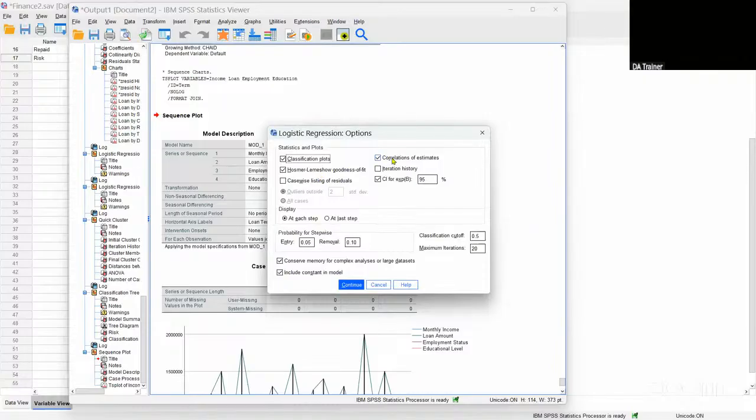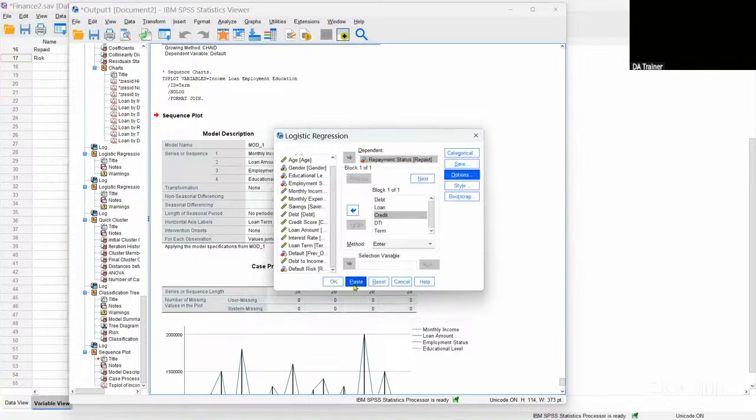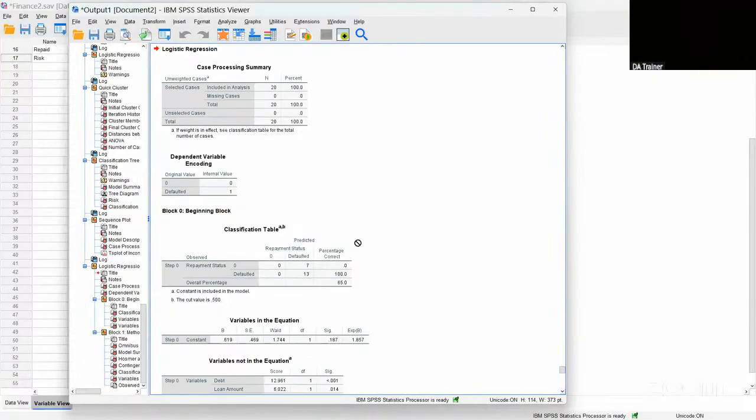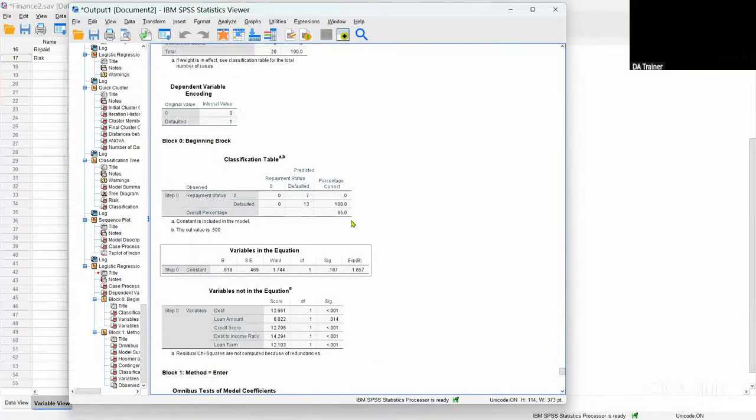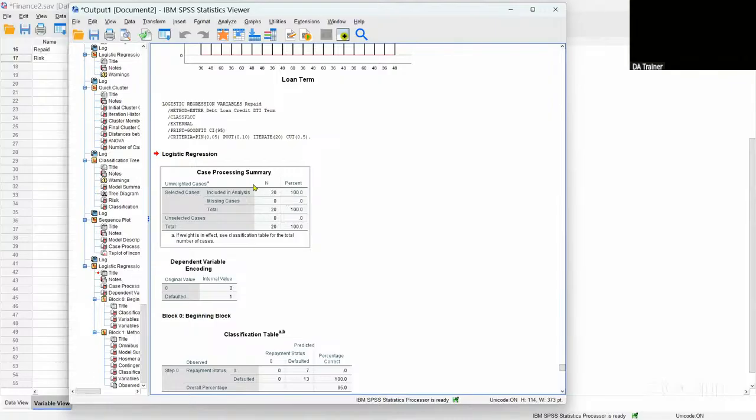Goodness of fit is there. Let me remove this correlation estimate. Okay. Wow. Okay. This works. This is good. All right. This works, right? Okay. Thank God this works.